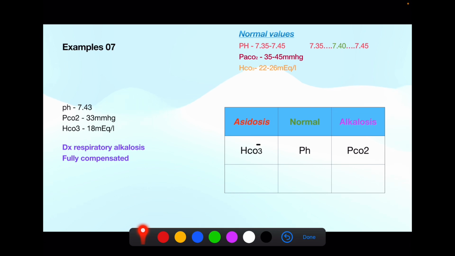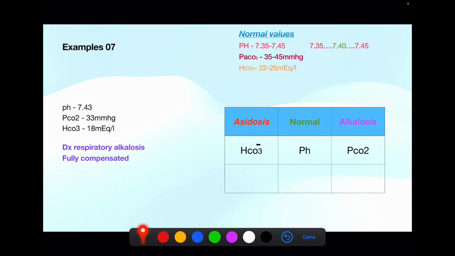Then PCO2 is 33. It is also lower than its lower limit. When your PCO2 is lower than the lower limit, it causes alkalosis. That's why we put the PCO2 into the alkalosis column. Then what happens with bicarbonate? It is also lower than its lower limit. When your bicarbonate is lower than the lower limit, it causes acidosis. Then here you can't put the diagnosis straight away, right? Because all three parameters are in three separate columns.